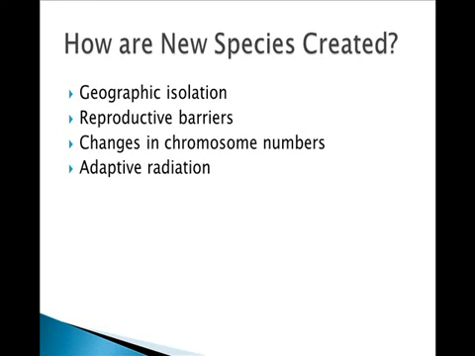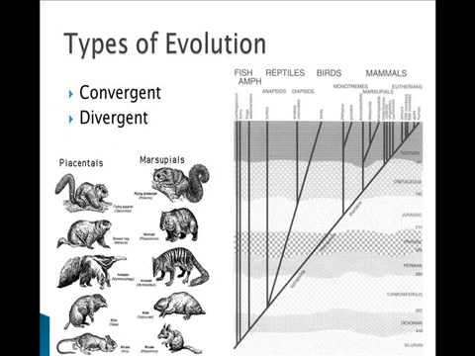Changes in chromosome numbers can create new species within a home range of another species, and this is most common in plants, because you get a lot of polyploidy in plants. Adaptive radiation happens in archipelagos, especially when a founder species moves into a new ecological role and becomes new species to better fit these roles. This is what Darwin first identified in the finch species found on the Galapagos Islands.